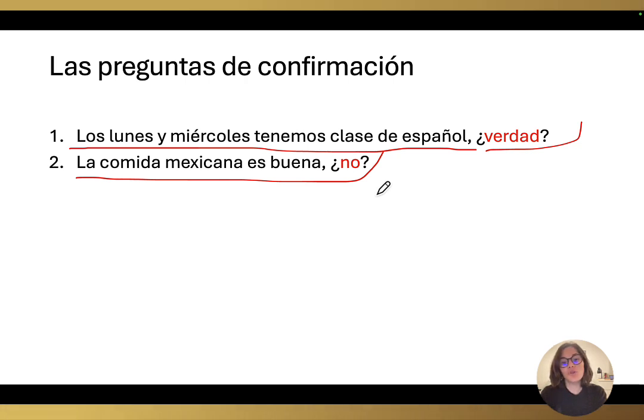No. And no, it can seem a little tricky because no means no, right? But in this case, it actually means right. It's just the way it is. We use these two words for confirmation questions. Verdad, right? And no, which means, in this case, right. Isn't it? Something like that.